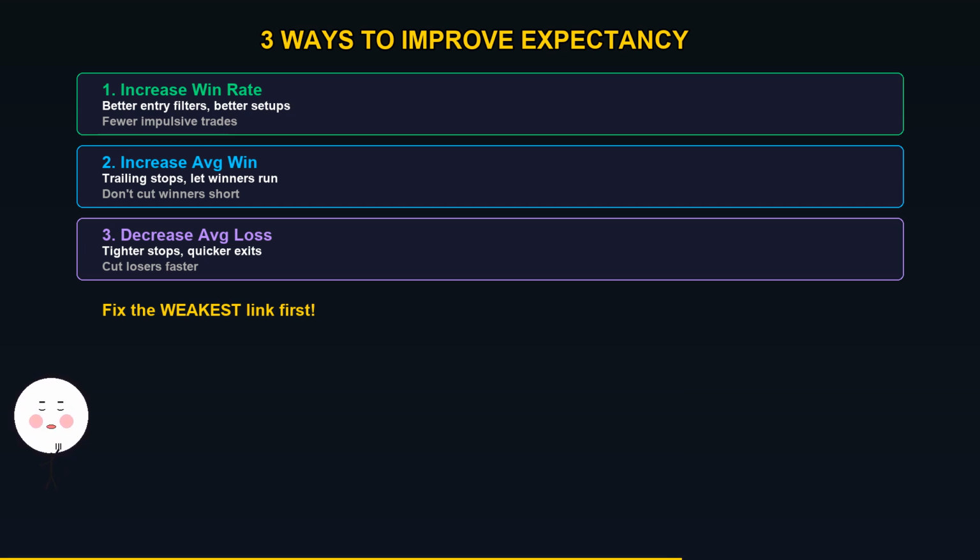3 ways to improve expectancy. 1. Increase win rate through better entry filters. Better setups, better confirmation, fewer impulsive trades. 2. Increase average win through trailing stops and letting winners run. Do not cut winners short. 3. Decrease average loss through tighter initial stops and quicker exits on losing trades. You do not need to improve all 3. Improving any single one will increase your expectancy. Pick the weakest link and fix it first.